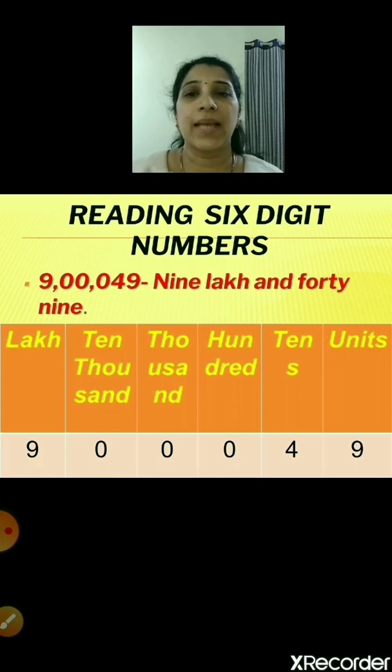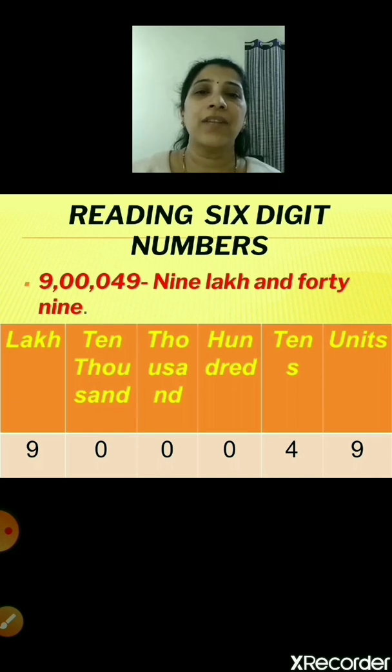9, 3 times 0 and then 4, 9. Again you will make a column: units, tens, hundreds, thousands, 10,000s and lakhs. So 9 you will write in the units place, 4 in the tens place, 0 in the hundreds place, the next 0 in the thousands place, the other 0 in the 10,000s place and 9 in the lakhs place. So how are you going to read? From left to right. So 9 lakh and 49.